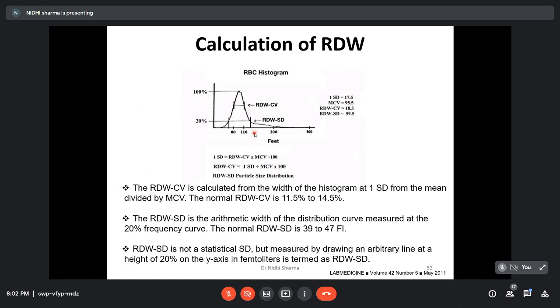And two kinds of RDWs are calculated by the machine. The one is calculated at one standard deviation width and divided by the mean cell volume. And the other is just arbitrarily taken at the 20% frequency curve, that is, what is the width at this curve. So whatever is the difference between this and this width, that is given to you as the RDW-SD. So your RDW-CV generally lies between 11.5 to 14.5. It may vary a little with the kind of instrument that you're using. And RDW-SD generally lies between 39 to 47 femtoliters.